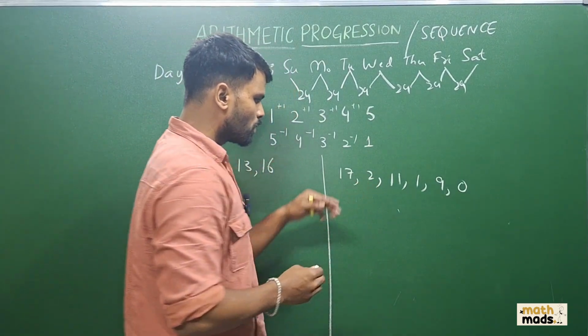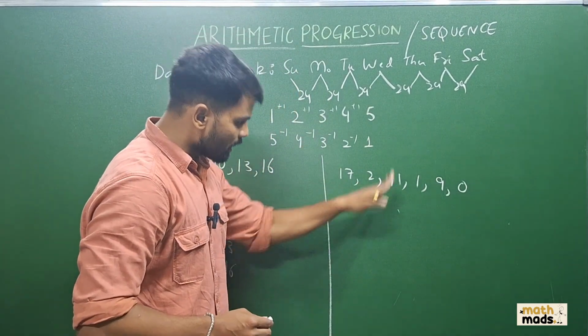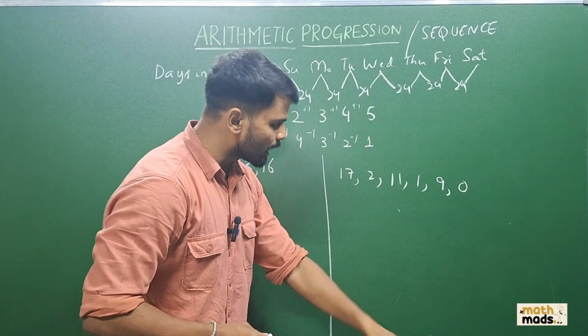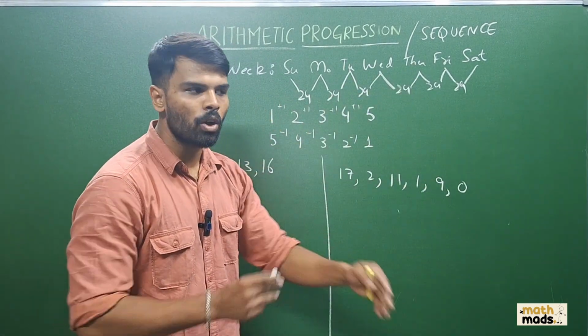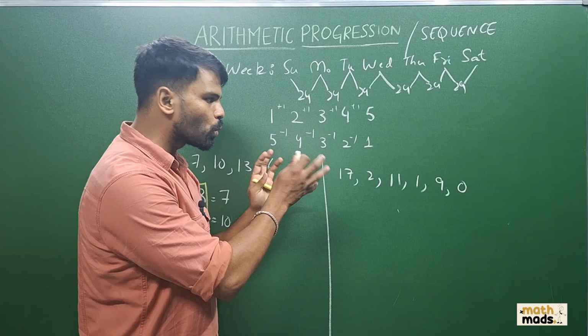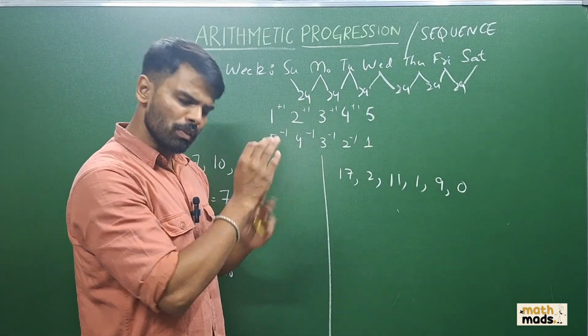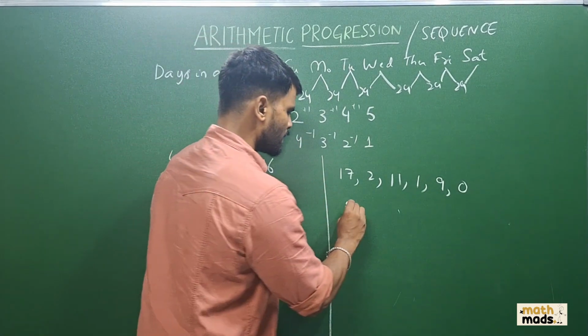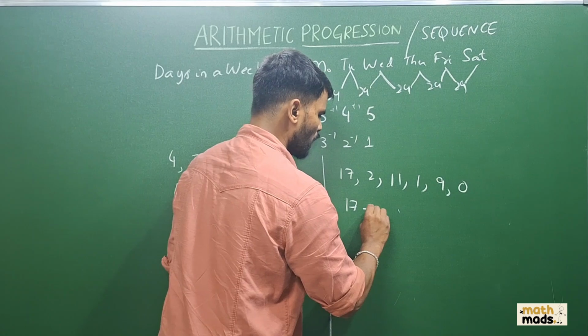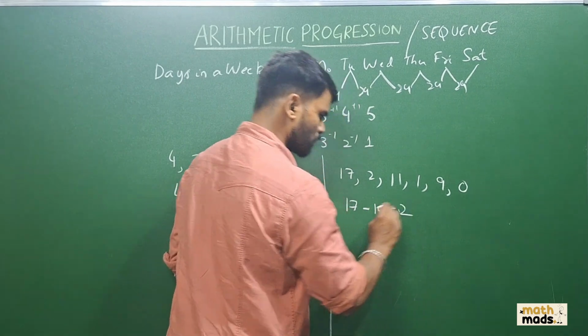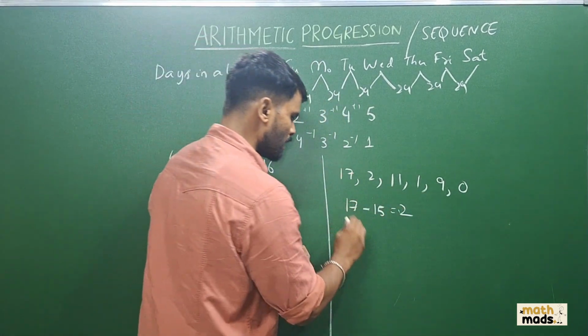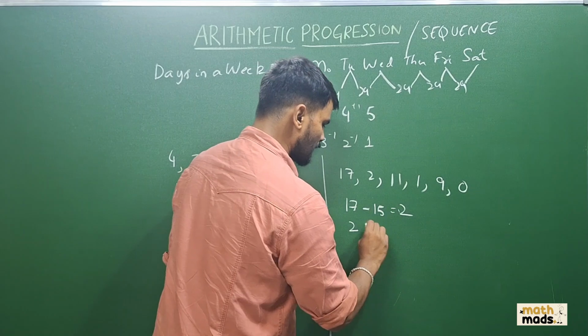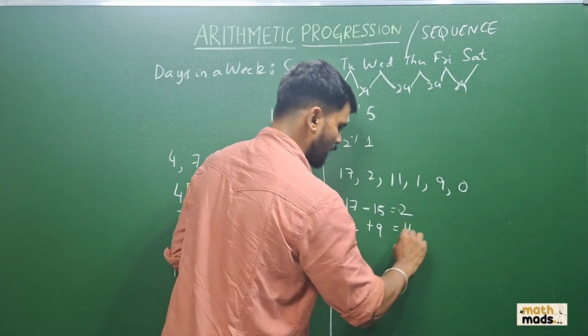17, 2, decreasing, 11 increasing, 1 again decreasing, 9 again increasing, 0 decreasing again. So, you are not able to figure out what is happening here. Even if you try to get by somehow, see, 17, if you have to get 2, you have to subtract 15, you will get 2. For sure you will get it. Okay, so 2, if you want to make it 11, you are adding 9, you will get 11.